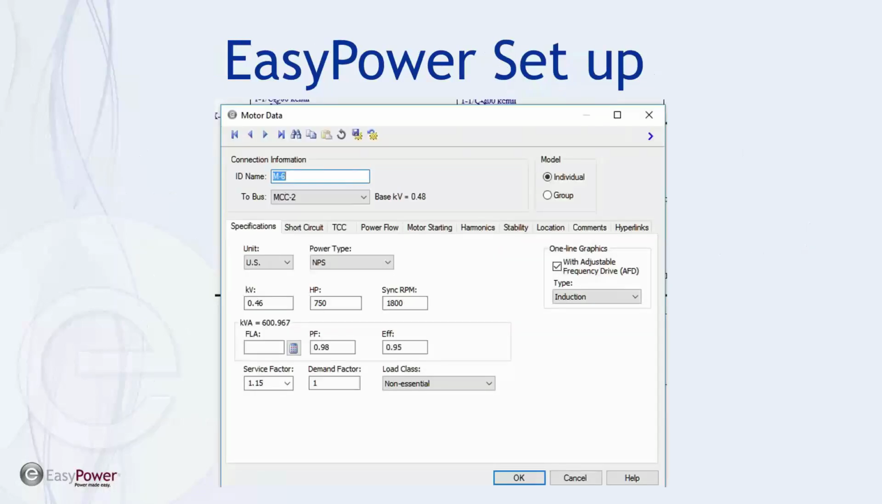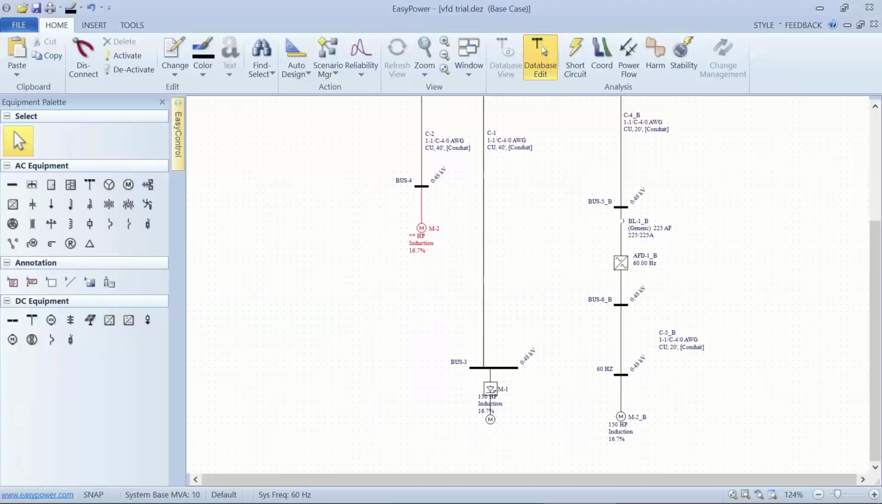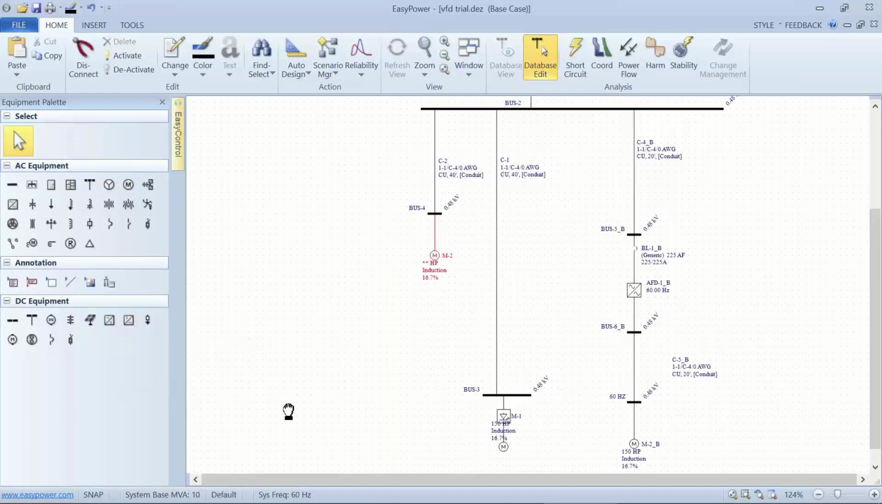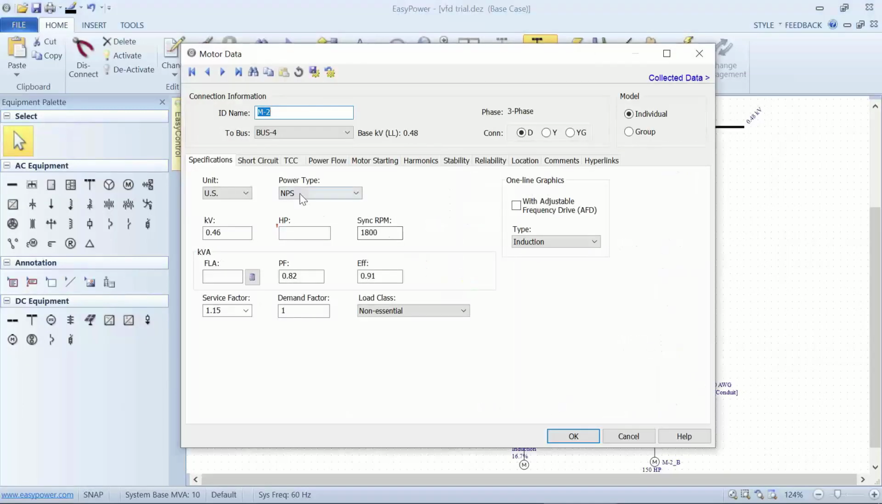Okay, so in the past I've talked about EasyPower setup specifically for short circuit. So let's jump into EasyPower and see how this works. When we go to set up a basic motor in EasyPower, it requests the horsepower, and based upon that, we may have some ability to calculate full load current, or if we don't, it calculates the kVA rating for the motor based upon these other parameters.